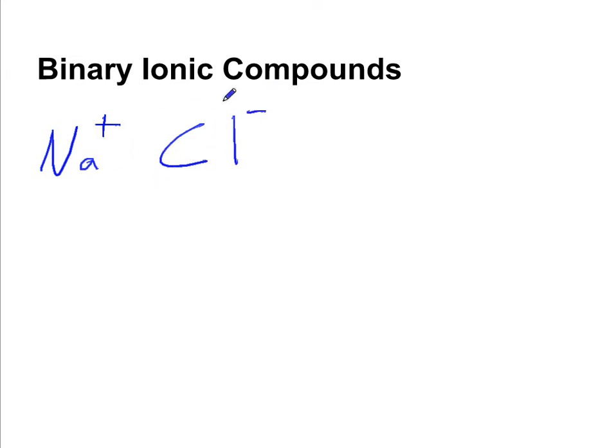To make those neutral, it only takes one atom of each to balance it out. So our formula is just Na1Cl1. We don't ever write the ones down there, so the formula for sodium chloride is just NaCl. Make sure you take the charges off of your final answer for the formulas for binary ionic compounds.